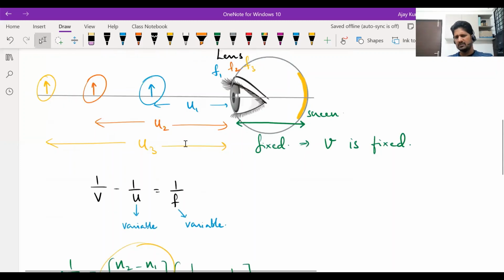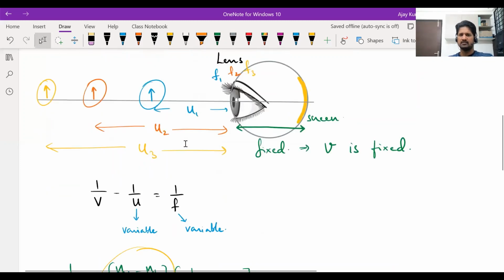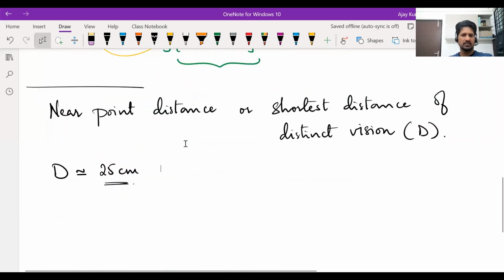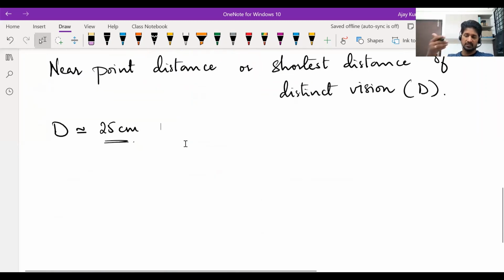Now, there are some people whose eye lens cannot adjust its focal length that well. So their shortest distance of distinct vision may be some 30 centimeters or 40 centimeters or 50 centimeters. They may not be able to see anything closer than that. And sometimes the reverse also can happen. There are some people who can see things which are close to them, but cannot see beyond a certain distance. These are two common defects of eyesight.